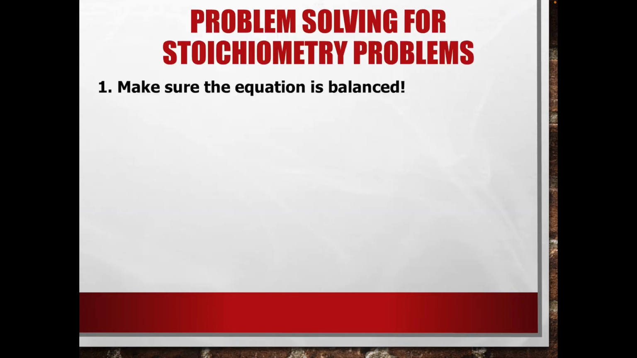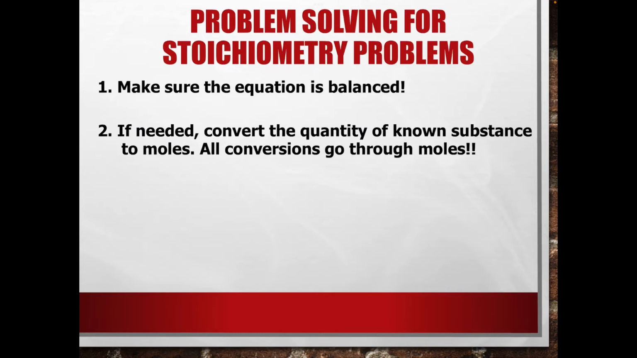So here's some key steps. The first one, like I've been saying, is to make sure our equation is balanced. If your equation's not balanced, you're going to do the whole problem wrong and you will be very sad about it. The next step is to convert whatever you're starting with into moles. So if you're starting with grams, convert that into moles. If you're starting with molecules or atoms, convert that into moles. We'll learn if you start with liters, you can also convert that into moles. So whatever you start with, convert it to moles, always.